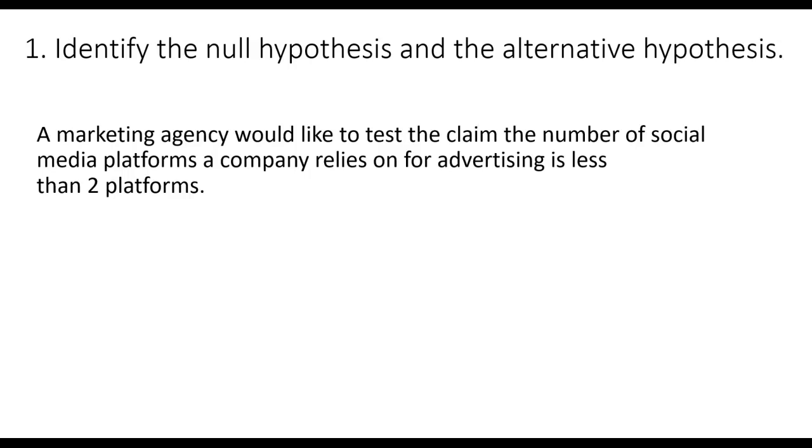Remember that the claim is less than 2 platforms. That's going to be important. Also recall that the null hypothesis is always the equality. So we know that H sub 0, our null hypothesis, is mu equals 2 because 2 is what we're claiming. Because we're talking about less than 2 platforms, our alternative hypothesis is mu is less than 2.